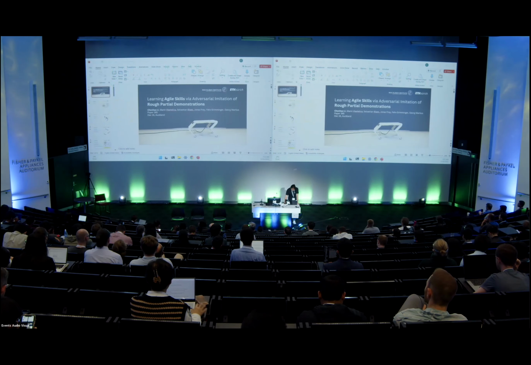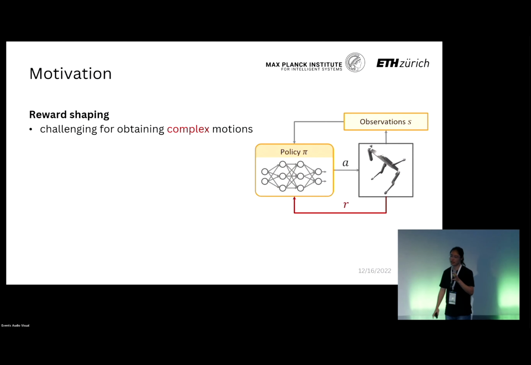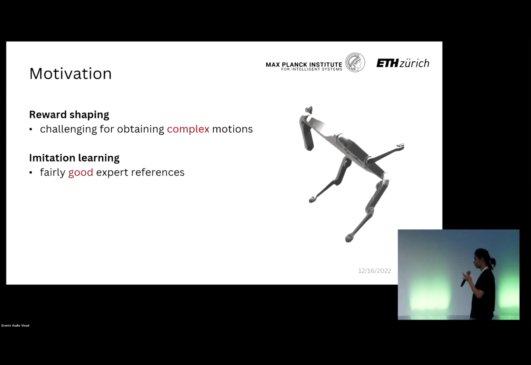And maybe let me first give you some motivation. As everyone knows, reward shaping is a very challenging task in reinforcement learning. Especially in robotics, if you want to obtain some complex motion like a backflip, it's really hard to design those terms. One alternative approach is imitation learning, where we train our learning agent to copy some behaviors from experts. But the problem is you need these experts.